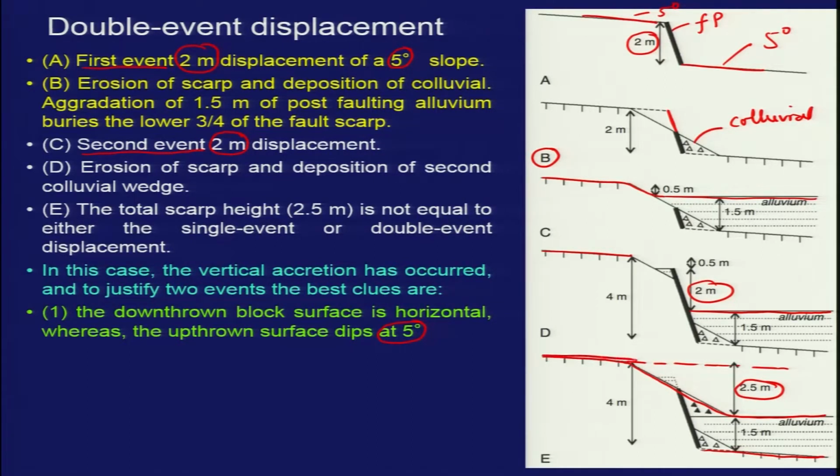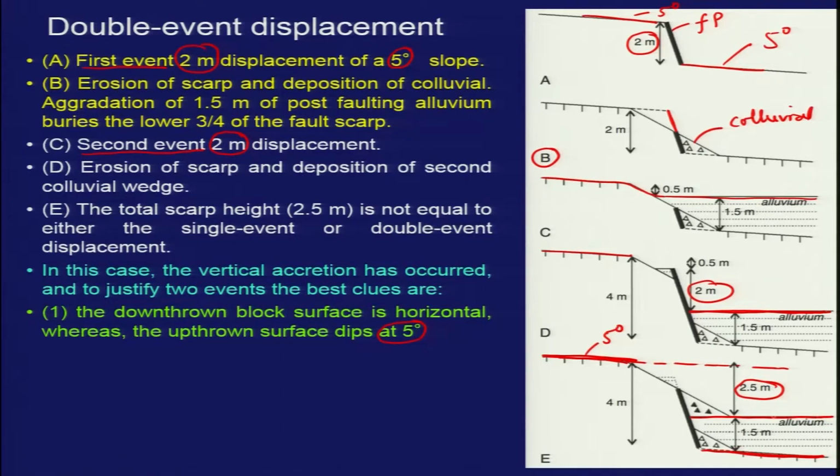So, I will just put it in slightly bolder lines, so you can compare these two. These two have a slope of 5 degrees, whereas the slope of the surface which was formed later on, that is this surface, okay, you are talking about this one here, this surface that exists here, is horizontal.